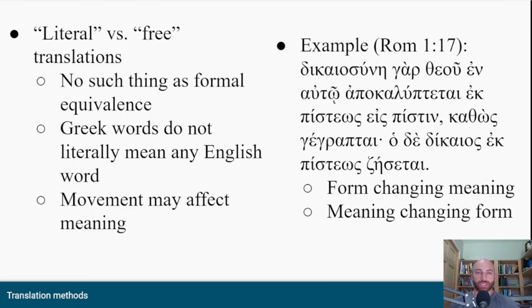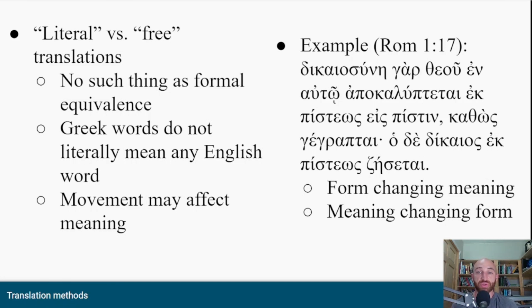So another issue is syntax. So do we copy syntax from the source language to the target language? And most of the time people will say that you don't, because you can't. But actually, this is something that is pretty difficult, because you will actually potentially change the meaning sometimes if you change the order of the sentence. So I'll give an example. Romans 1:17. And this will touch on several things here.